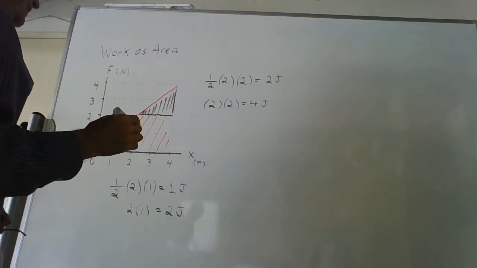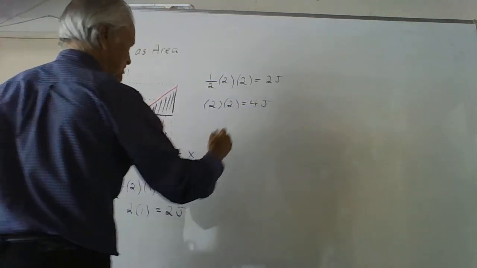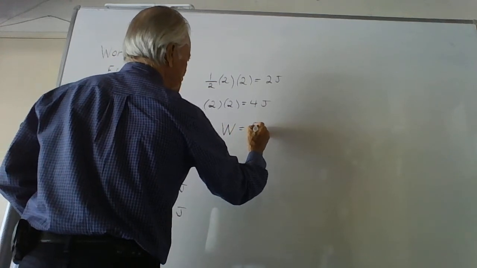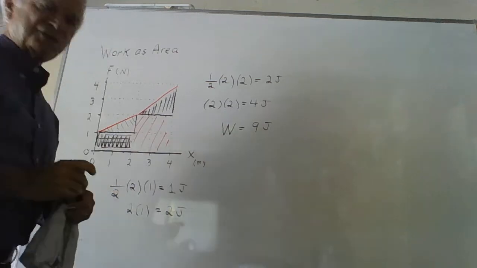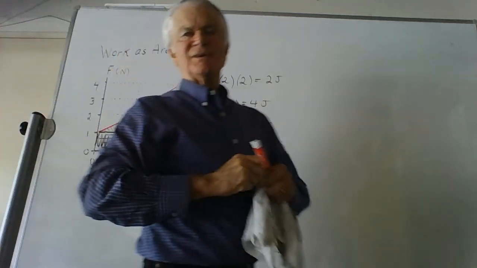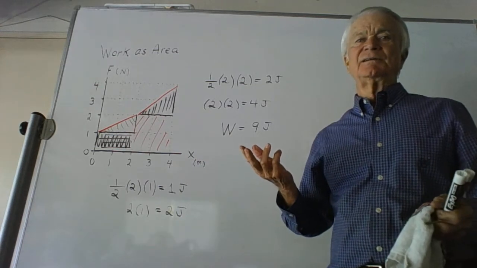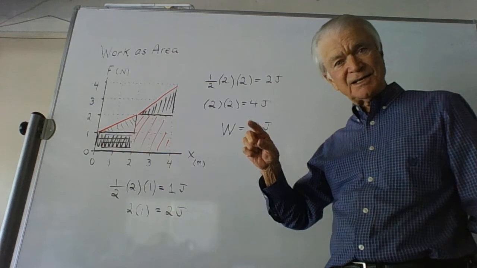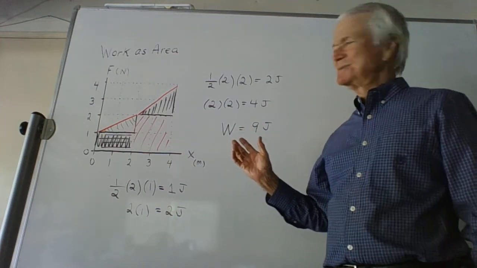Now, this works out to 4 plus 2 is 6, plus 3 is 9 joules. I misspoke a couple of minutes ago when I reminded you that the work we found previously was 6 joules. I believe I said that. Apologize. The actual answer then, as now, is 9 joules.